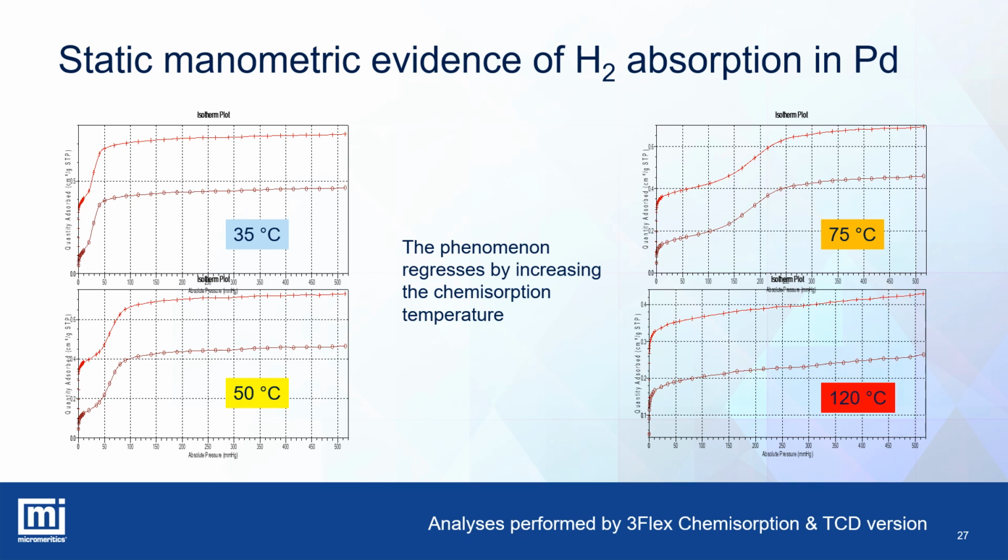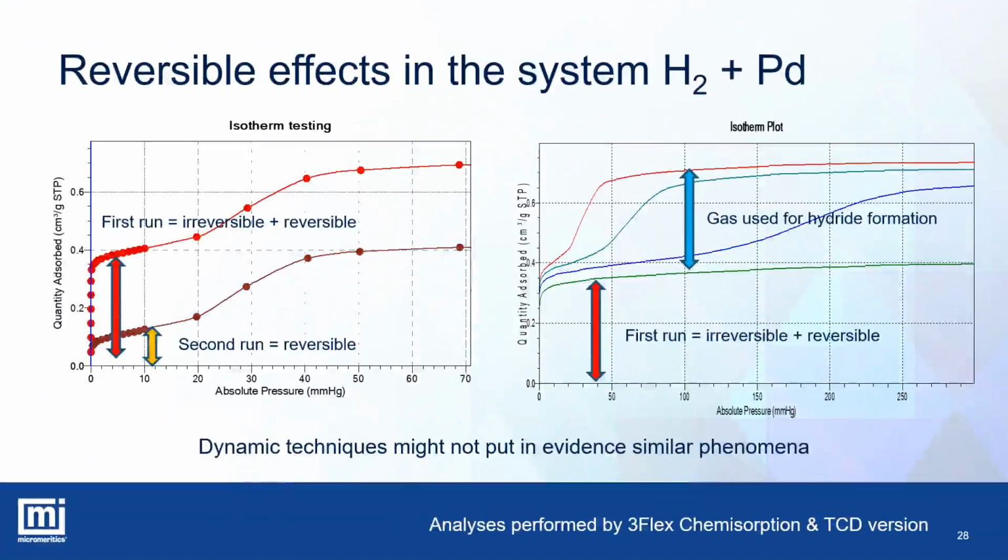The metal dispersion and surface area can be evaluated also at low temperatures, but only the first part of the isotherms before the flexus must be taken into consideration for the calculation.